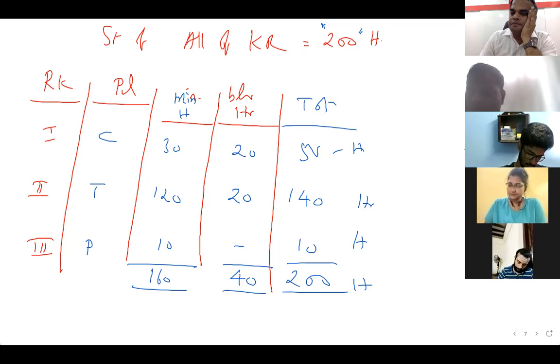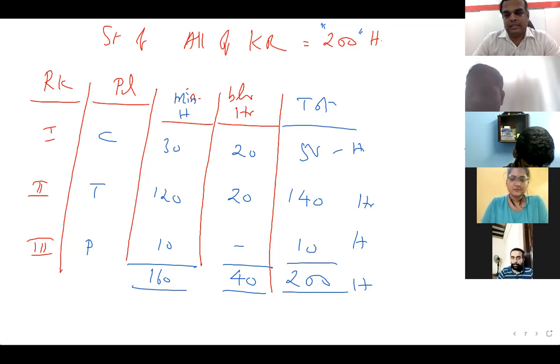Any other doubt? Understood? Yes. Sir, in case of tea, the maximum is 160, right? Yes. But available land is the key factor. We don't have the land. Capacity constraint. Understood?